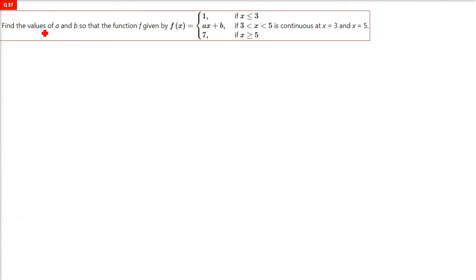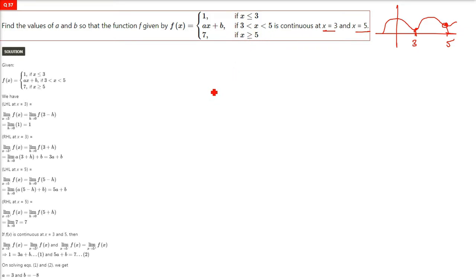Find the values of a and b so that the function f given by f(x), this, is continuous at x equals 3 and x equals 5. So what do we do here? Let me just make an arbitrary graph. It is not the graph of this function because basically ax plus b is a straight line, but I'm doing it just for understanding. In this type of question, for example here 3 and 5, we have to check the continuity at 3 and 5 both. We have been checking for one value, but now we'll check it for 2. So you have to do 2 iterations, one for 3, one for 5.